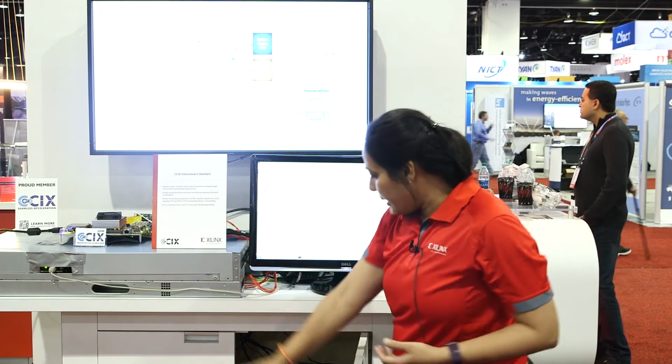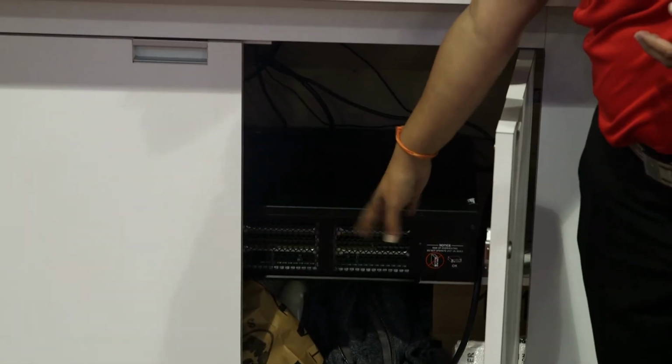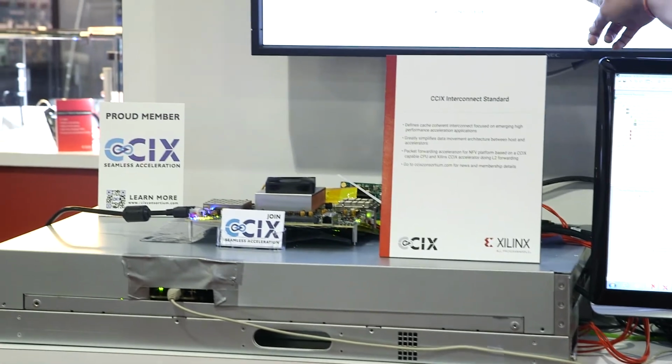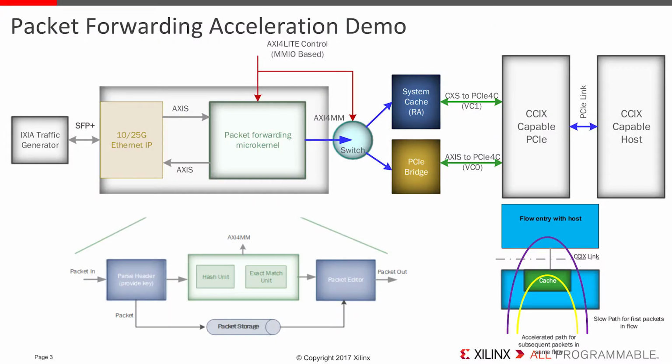So in this case we have an Ixia traffic generator which is pumping the Ethernet frames into the FPGA, and then we have the logic in the FPGA which is extracting the destination MAC address, doing a hash on it and figuring out the pointer where the rules are located in the host memory. And then we are going over the PCI Express link into the host memory to fetch the rules.